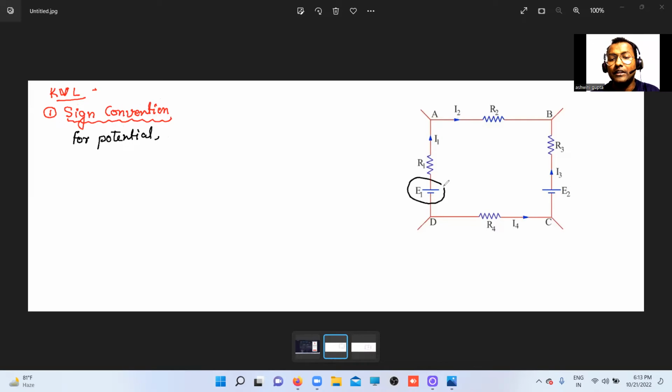For example, here we have this E1 source. Whenever we are moving in the source from minus to plus, that is, from the negative terminal to the positive terminal, suppose this is E1, in this case E1 will be taken as positive. In some books, they could have taken E1 as negative, but don't worry about this. There are two types of sign convention. You can follow either of them.